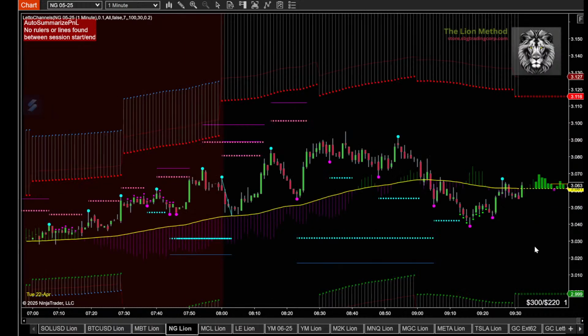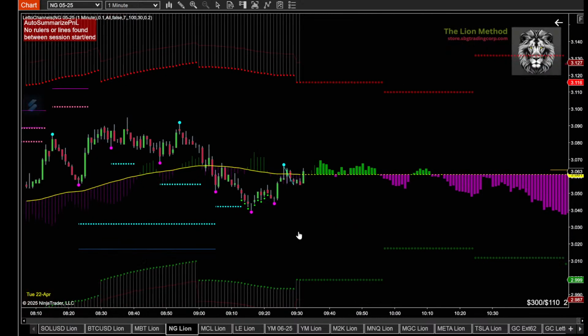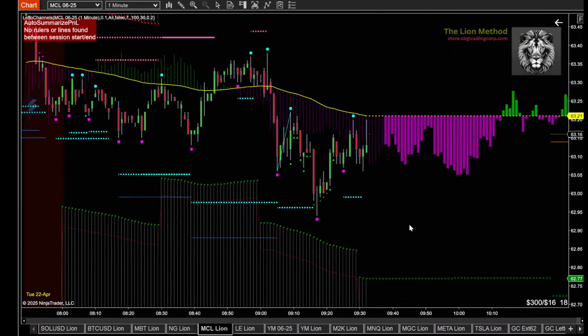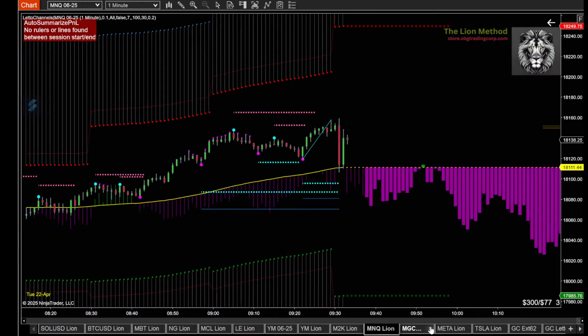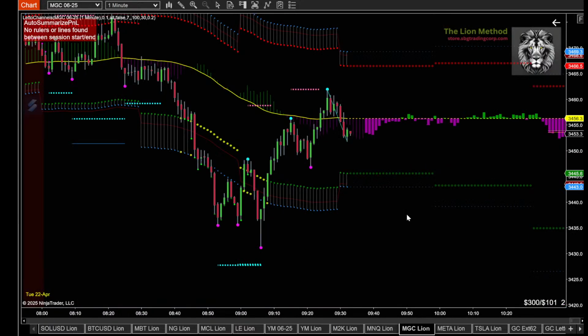Nat gas. Crude. NASDAQ. Gold. Where's gold at? Well, we hit our target though. We did hit our target. So again, we're oversold. I would have taken the long right here. And we did hit our target right there.